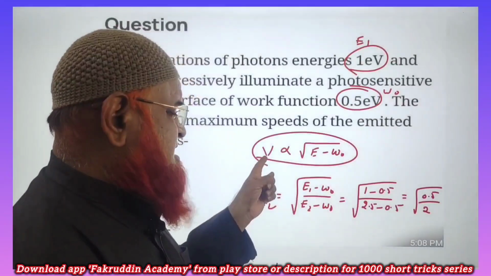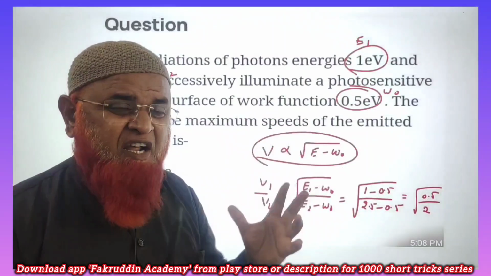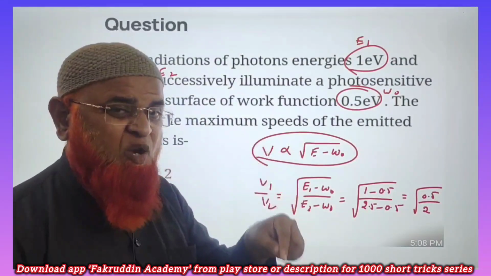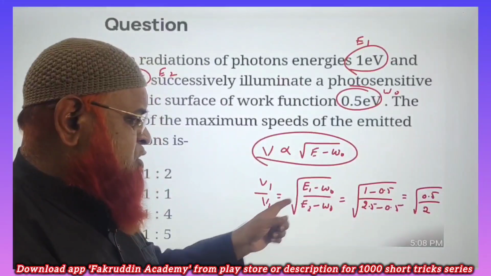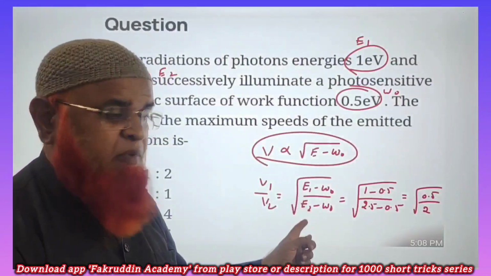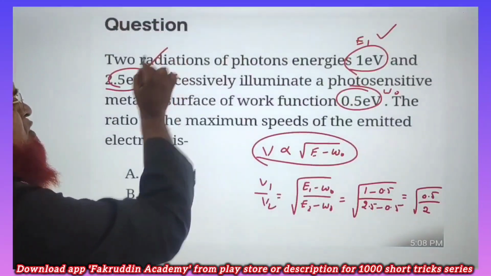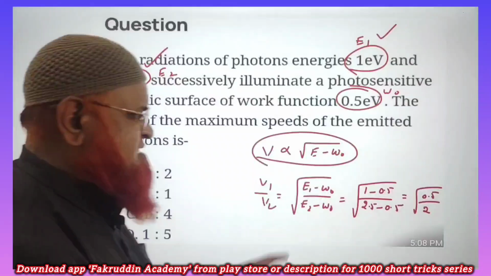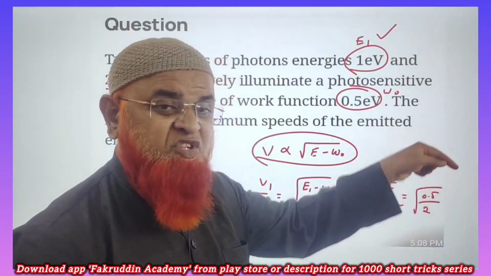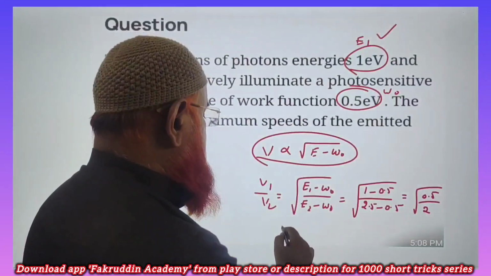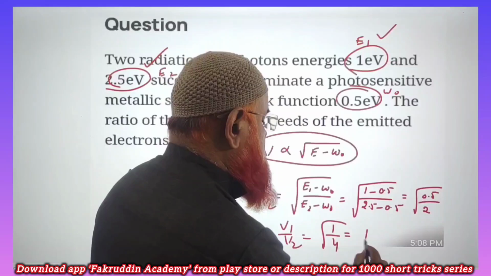You just remember one thing, that the speed of electrons in the photoelectric effect is directly proportional to the square root of the energy of the incident light minus the work function. So therefore V1 by V2 is equal to the square root of E1 minus W naught divided by E2 minus W naught. It is given that E1 is 1 electron volt, E2 is 2.5 electron volts. W naught is common, 0.5. You just do the difference, you will be getting square root of 0.5 divided by 2. Therefore, V1 by V2 is equal to 1 by 4 under root, which is 1 by 2.